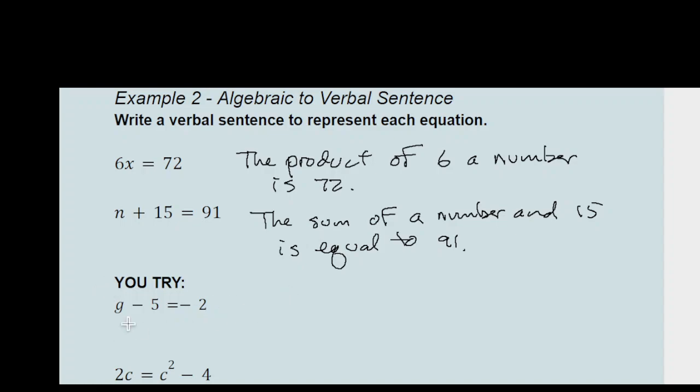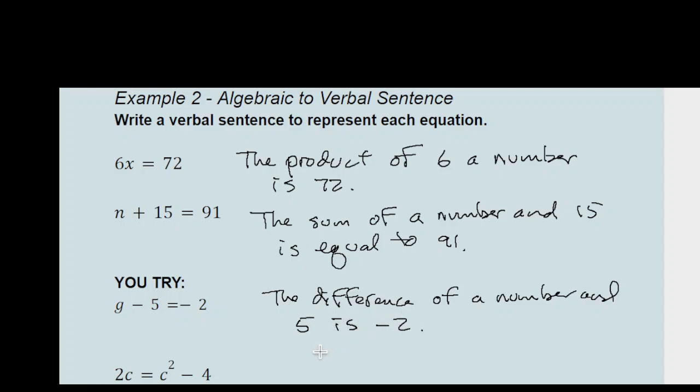Okay, let's go. So the first thing is, look at this. This is a difference because it's a subtraction problem, right? So you could say the difference of g and 5. You could say 5 less than g, right? And so a couple different ways. I'm going to stick with this because to me this makes more sense. I would say the difference of a number and 5 is -2, right? Nice and simple, clean, easy to read.